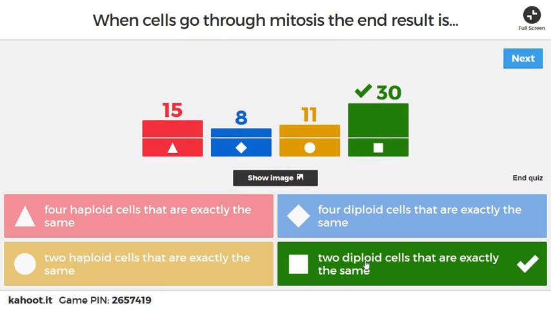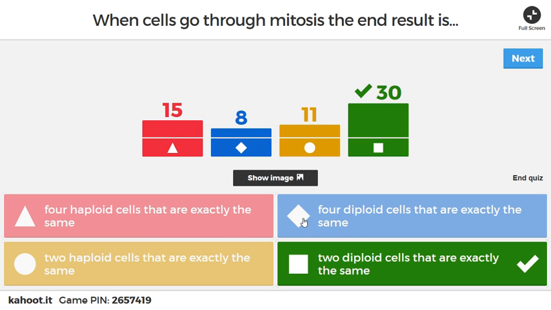Okay, and it's going to be two diploid cells that are exactly the same. The four haploid cells that are exactly the same can't happen because sex cells are always going to be random. You can't choose what traits you pass on, and they're not going to be the same. And haploid cells are sex cells, and they can't be four diploid cells that are exactly the same.